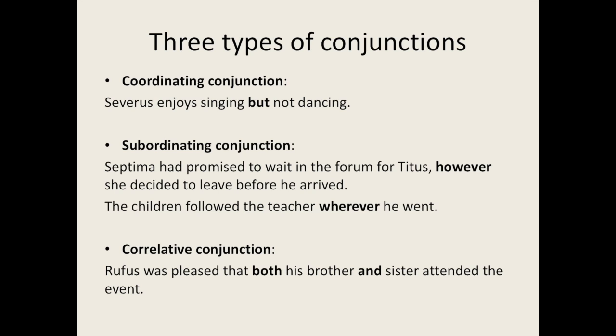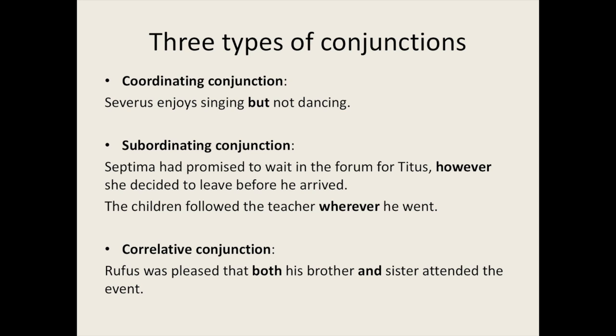Coordinating conjunctions are used to join multiple coordinating words, phrases, or clauses of equivalent syntactic importance or value. These conjunctions are placed between the words and phrases they join. For example, Severus enjoys singing but not dancing. Here, but is a coordinating conjunction. The most commonly used coordinating conjunctions in English are and, but, and or.